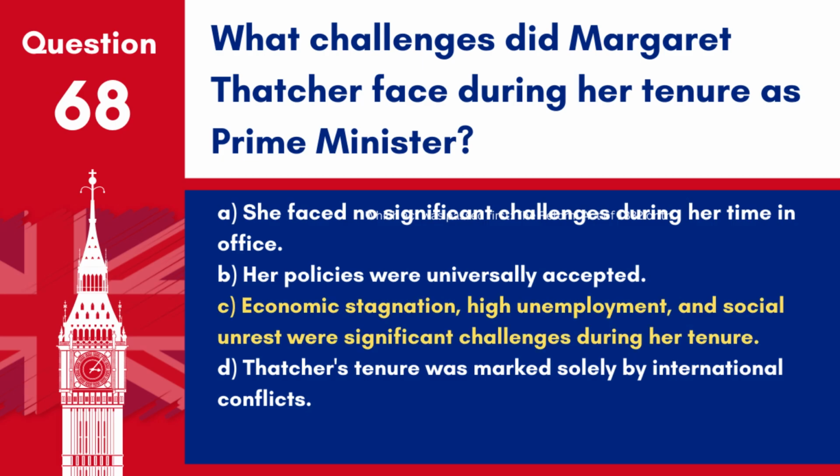Answer: C. Economic stagnation, high unemployment, and social unrest were significant challenges during her tenure. Margaret Thatcher's government implemented controversial economic reforms that initially led to increased unemployment and social discontent, but ultimately were aimed at revitalising the British economy.